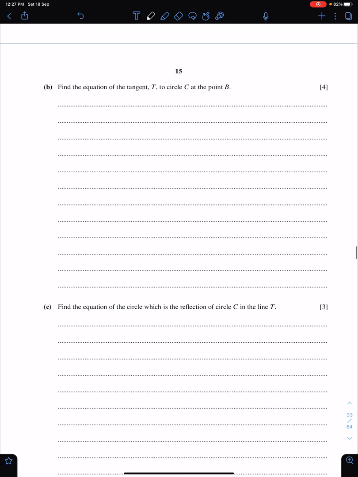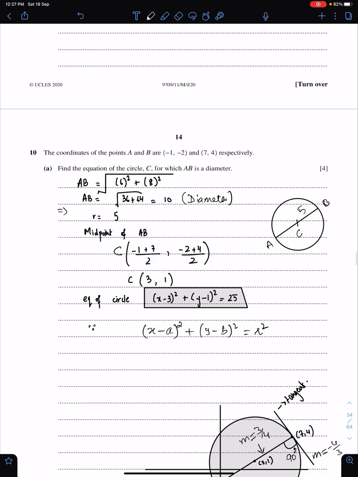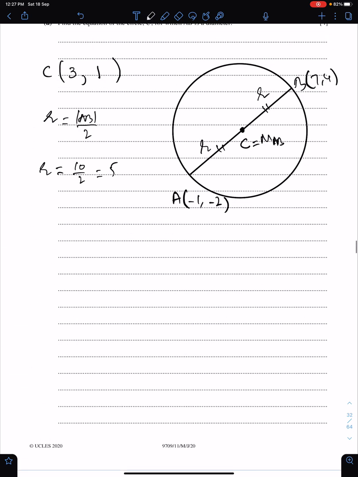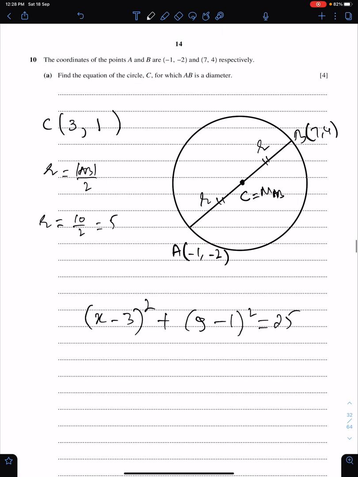So equation of circle will be x minus 3 whole squared plus y minus 1 whole squared is equal to 5 squared. 5 squared means 25. You can directly write 25 here. So this is the equation of the circle with AB as diameter.